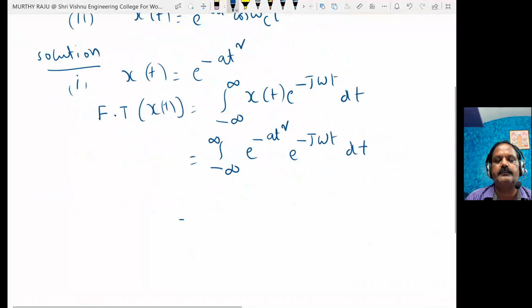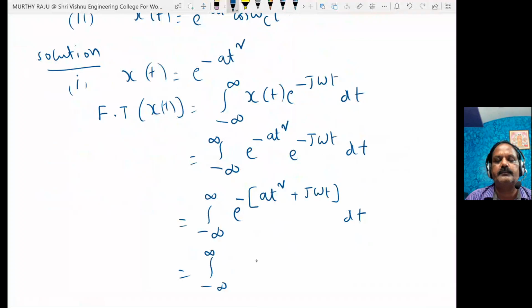That is equal to integral from minus infinity to plus infinity. Both the bases are equal and the exponents are added. Minus a t square plus j omega t dt. That is equal to integral from minus infinity to plus infinity.